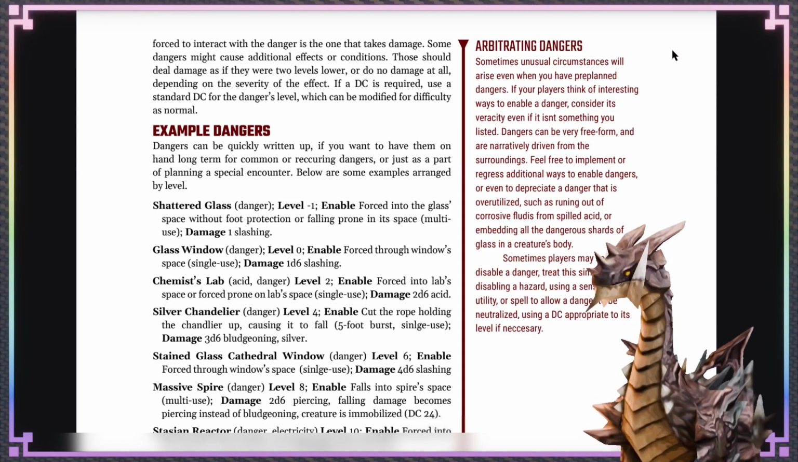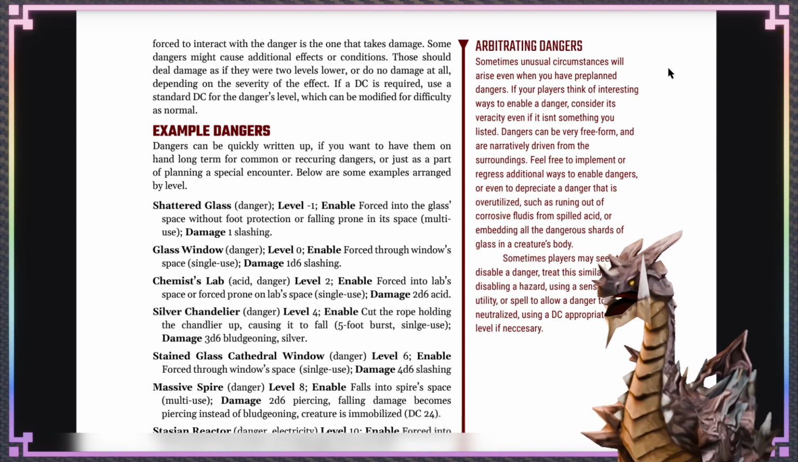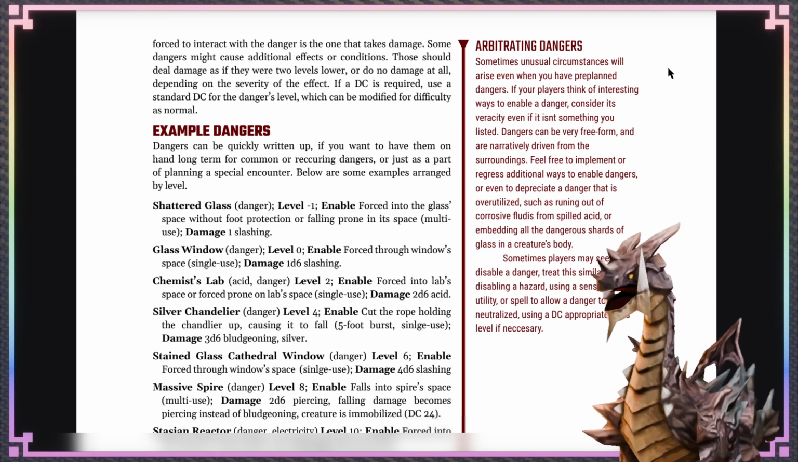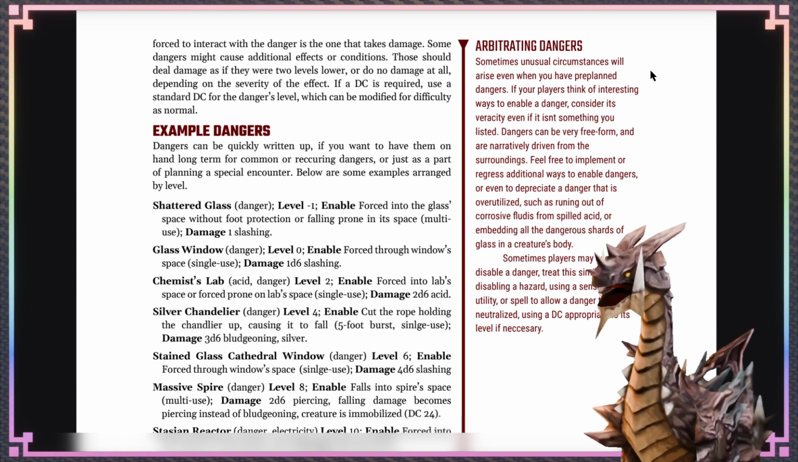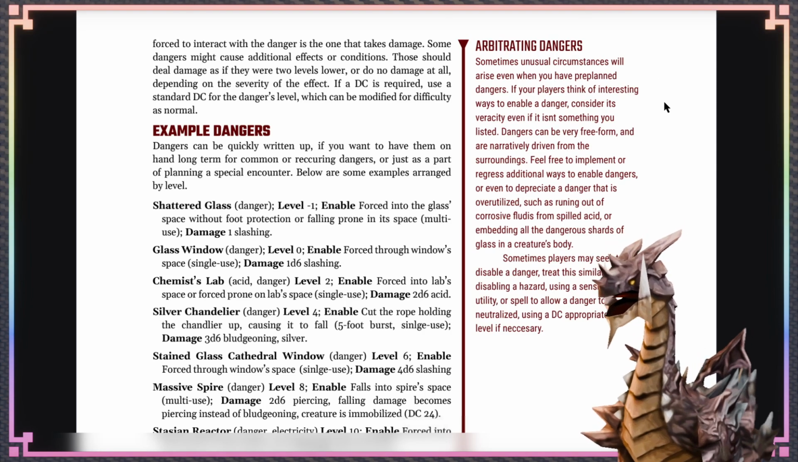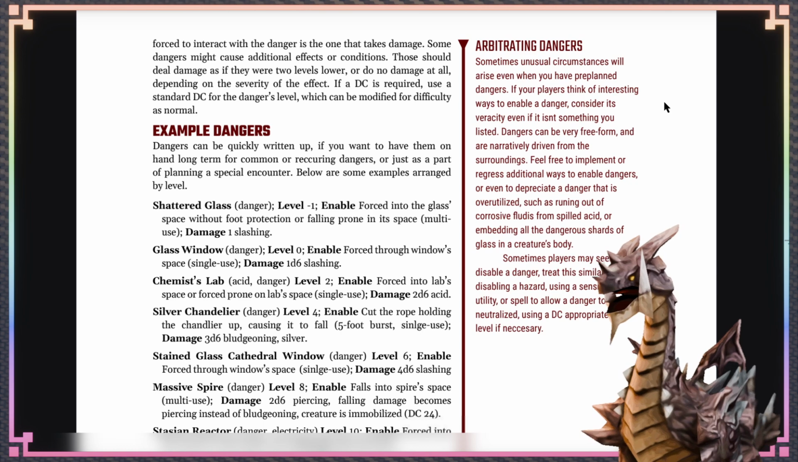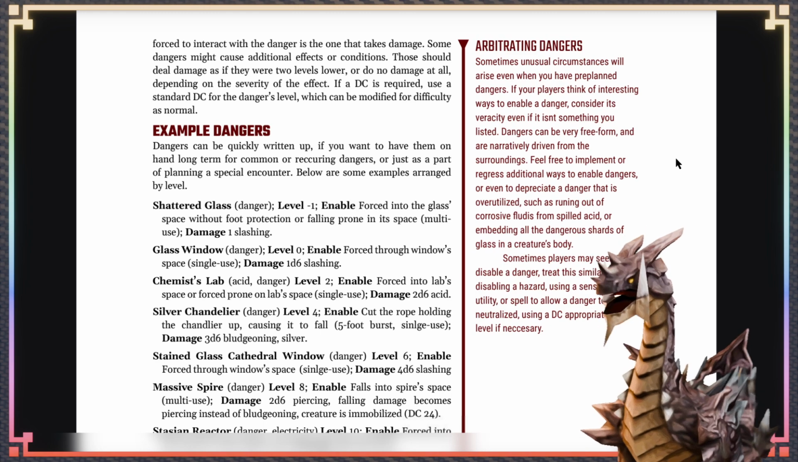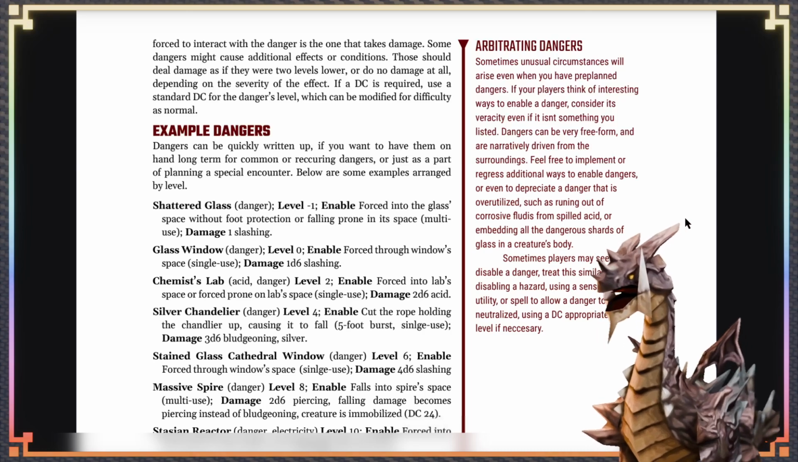Arbitrating dangers. Sometimes unusual circumstances will arise even when you have pre-planned dangers. If your players think of interesting ways to enable a danger, consider its veracity even if it isn't something you listed. Dangers can be very freeform and are narratively driven from the surroundings. Feel free to implement or regress additional ways to enable dangers, or even to depreciate a danger that is overutilized, such as running out of corrosive fluids from spilled acid or embedding all the dangerous shards of glass into a creature's body. Sometimes players may seek to disable a danger.